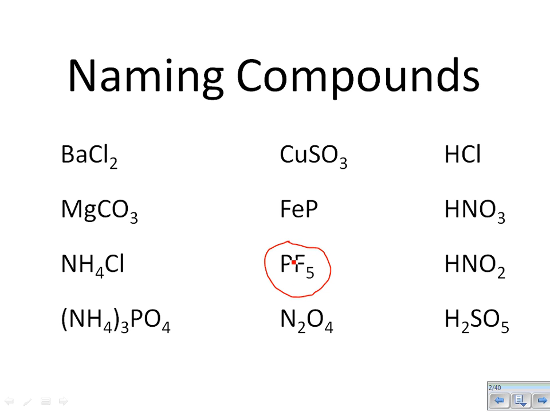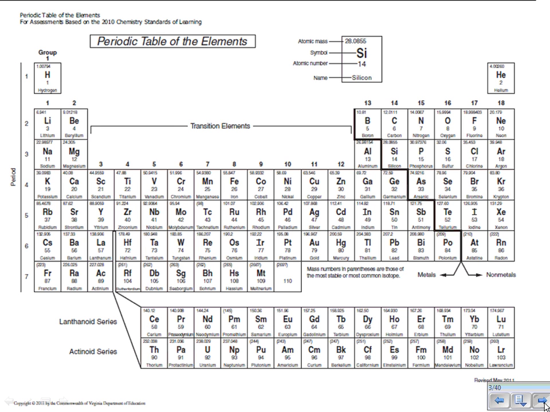And like all the others, we're going to start by looking at that first element and finding it on our periodic table. So if we go to our periodic table and we look for symbol P, you'll see it right over here. It is element number 15, phosphorus. Located in group 15, it is a non-metal. So let's go back and see what it is bonded to.